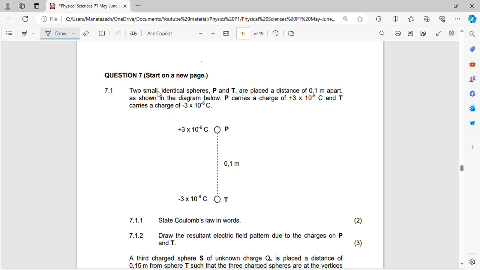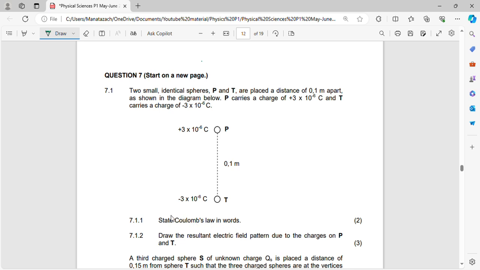Two small identical spheres P and T are placed at a distance 0,2 meters apart as shown in the diagram below. P carries a charge of positive 3 times 10 exponent minus 6 coulomb and T a charge of minus 3 times 10 exponent minus 6 coulomb. The first question is: state Coulomb's law in words.